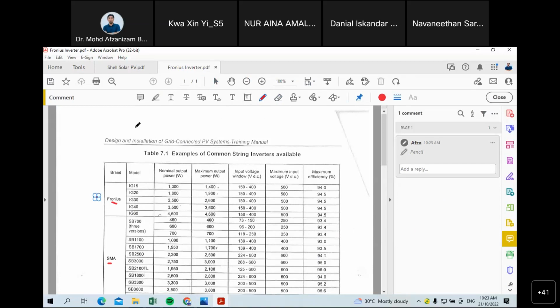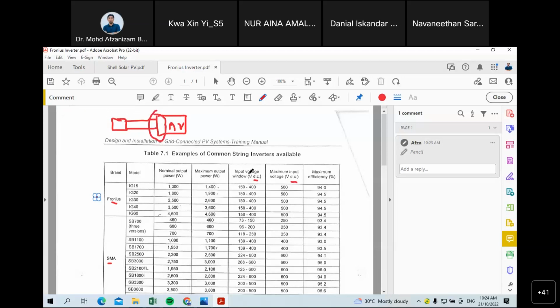If you can still remember the PV, let's say this PV, and then it goes to the inverter. This one is the inverter. Sorry for the handwriting. Do you guys still remember what type of electricity is produced by the PV? Is it DC or AC? DC. Okay, DC. So that's why this is the input voltage for DC. So this one: input DC, voltage input window, AC, maximum input window.